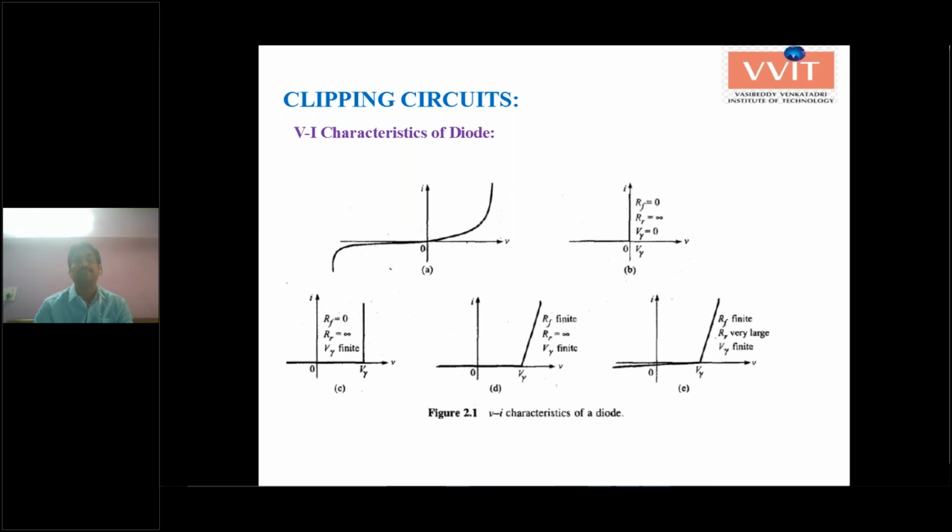Similarly, in the practical case, V gamma, the cut-in voltage, is considered, and the forward resistance and reverse resistance are considered. The practical one has V gamma as some finite value, and the forward resistance is also some finite value, between 10 ohms to 100 ohms. Similarly, the reverse bias resistance is considered infinity. In that condition, this is how the graph will look. Similarly, the last one is the practical case.